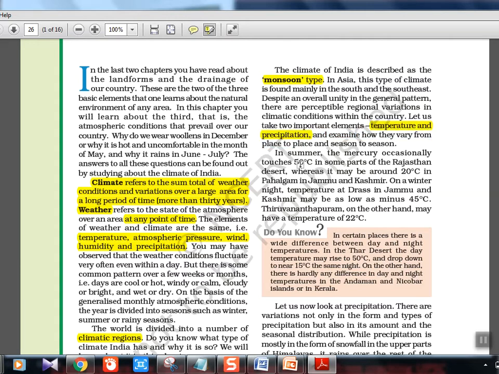In summer the mercury occasionally touches 50 degrees. That means the temperature scale shows 50 degrees in Rajasthan, whereas it may be around 20 degrees in Jammu and Kashmir. So it shows the variation between Rajasthan and Jammu and Kashmir. Dras, in Jammu and Kashmir, is the coldest place in India. It is actually the second coldest place in the world. First is Siberia and second is Dras, which is minus 45 degrees. Siachen glacier is near this, where our military forces are also there. You can imagine how it is.